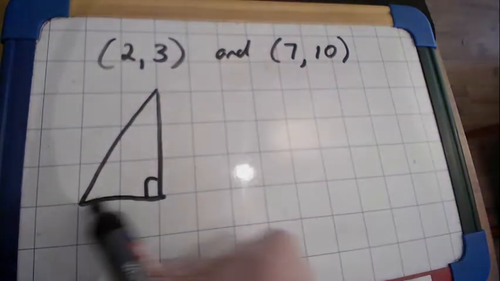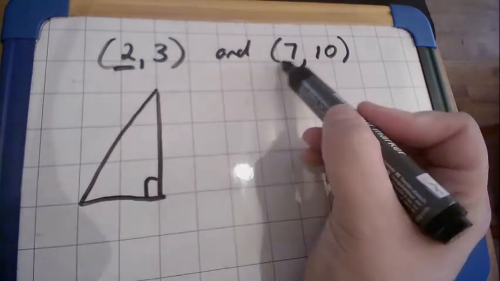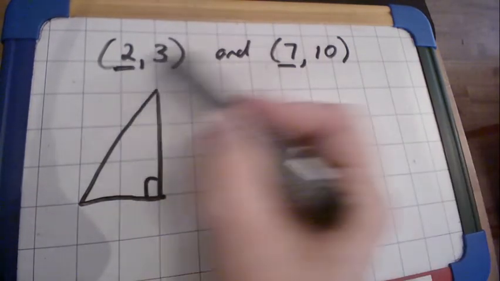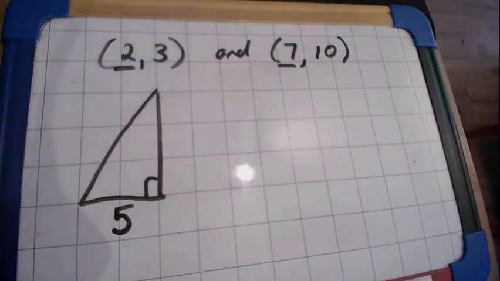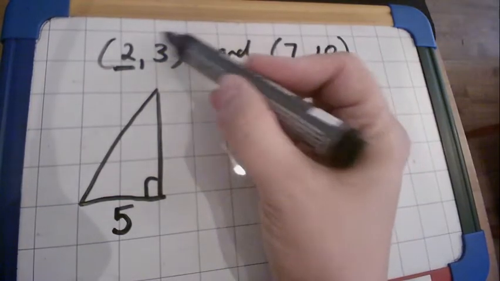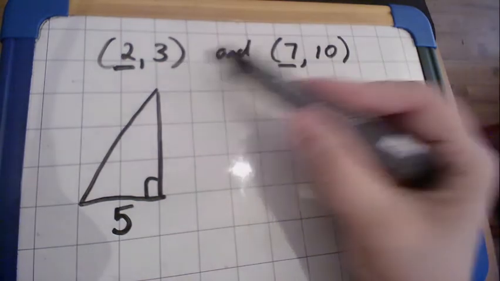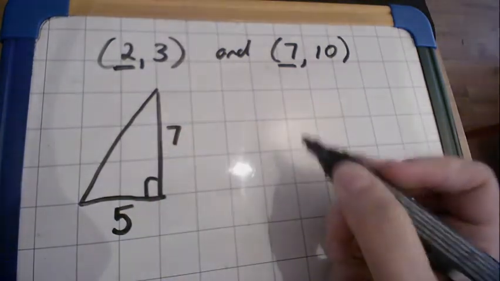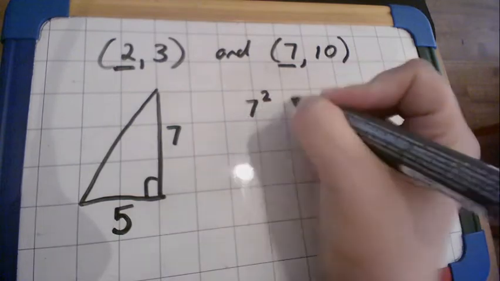Now, this is the x values. My x values have gone from 2 to 7. How far have I moved to go from 2 to 7? I've moved 5 spaces across. My y values have gone from 3 to 10. How far have I moved to go from 3 to 10? I've gone up 7 spaces. So here's my right angle triangle. Now I'm able to use Pythagoras' theorem.